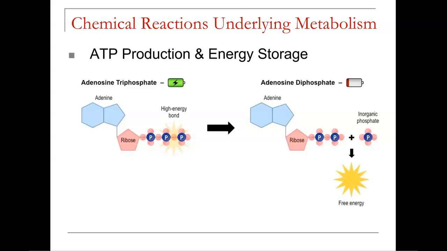Well, the last phosphate between phosphate 2 and 3, you see where the star is, that's where that energy is going to be stored. So when you break that bond, you release that phosphate, it's also going to release a packet of free energy. And so then it becomes ADP, adenosine diphosphate, and you have that free-floating inorganic phosphate and some energy that's going to be released there.